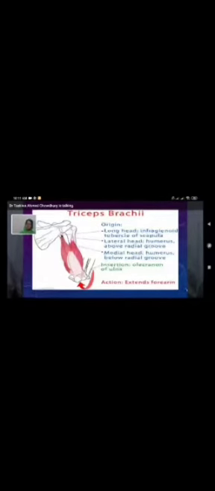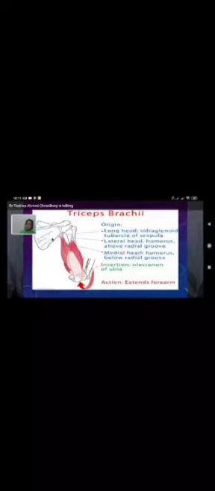This is the long head of triceps, which takes origin here from the scapula, specifically the infraglenoid tubercle. Here is the glenoid cavity of the scapula, which forms part of the shoulder joint. And just below this, there is a tubercle called the infraglenoid tubercle, which provides origin to the long head of triceps muscle.